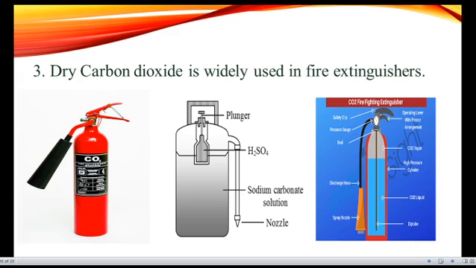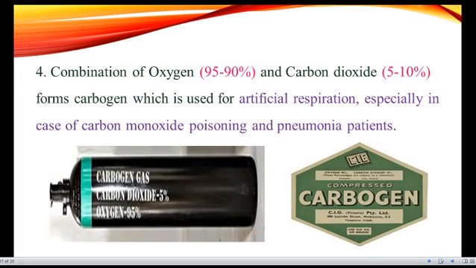A soda acid fire extinguisher contains two chemicals, and when we open the knob, at that time the two chemicals mix together and produce carbon dioxide. So look at this picture. It contains two chemicals, one is sulfuric acid, another one is sodium carbonate. When we open the knob, the two chemicals get mixed and it liberates carbon dioxide. Through this nozzle we get the carbon dioxide, so that it forms a layer on the combustible material and won't allow the air, so that it extinguishes the fire.